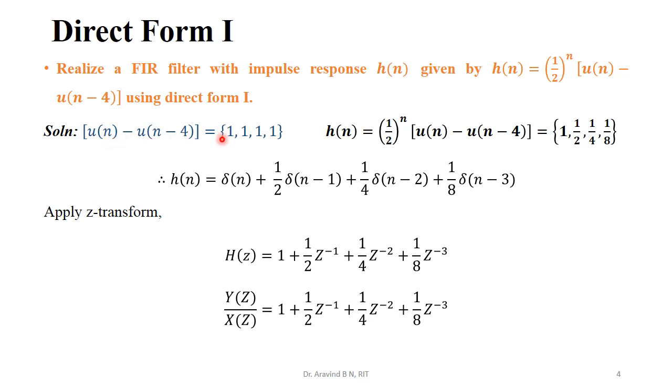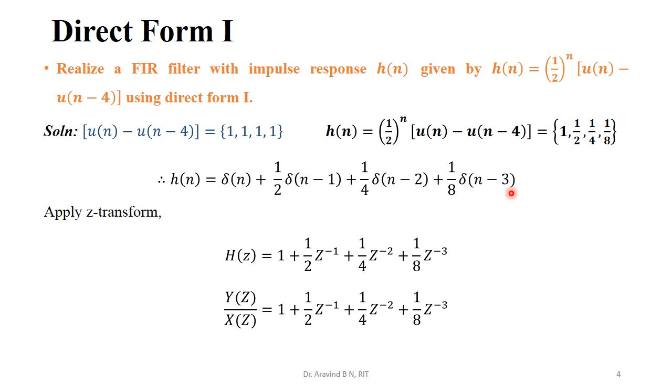If we identify this, we are going to have the values 1, 1, 1, 1. Then identifying h of n, that is the total expression, we are going to have the values 1, then 1 by 2. This 1 by 2 is because of multiplication by this 1 by 2 to the power of n, then 1 by 4, then 1 by 8. Now writing h of n in terms of this expression, we get h of n is equal to delta of n plus 1 by 2 delta of n minus 1 plus 1 by 4 delta of n minus 2 plus 1 by 8 delta of n minus 3. So we have got the expression for h of n.